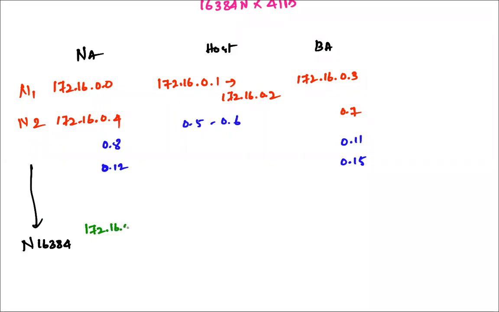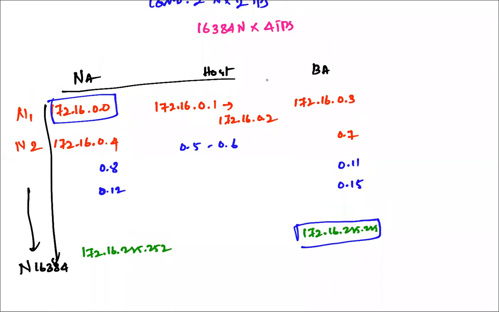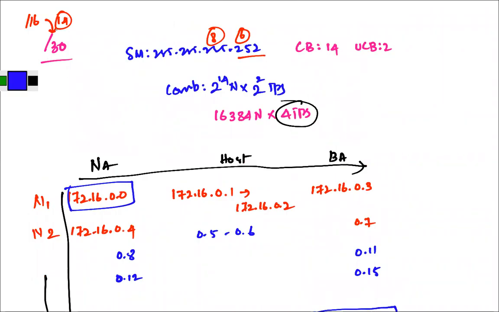172.16.255.252, and the broadcast IP ends with 172.16.255.255. Okay, again we started with 172.16.0.0 and ended with 172.16.255.255. We had how many networks? 16,384 networks. And how many IPs do we have in each network? Just 4 IPs. So further we're not going to go, because we already know it.